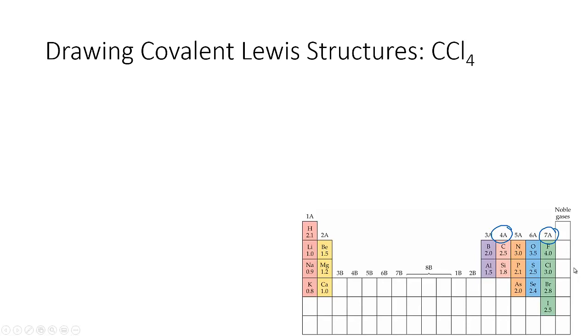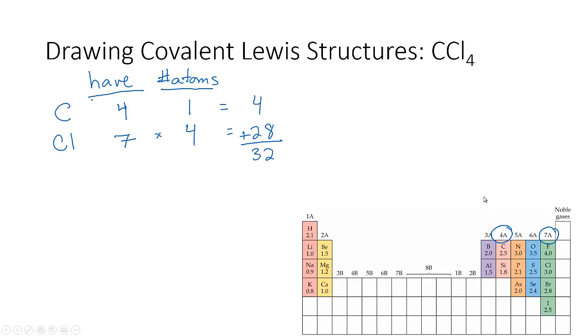Then we need to count how many electrons we have available coming from the atoms. So in this case, carbon has 4, that's the number above it, and there's only 1 carbon atom. Chlorine, there's a 7 above it, but there's 4 of those atoms in the molecule. So we take 4 times 1 to give us 4, 7 times 4 to give us 28, 28 plus 4 gives us 32, which means I better draw 32 electrons on my molecule.